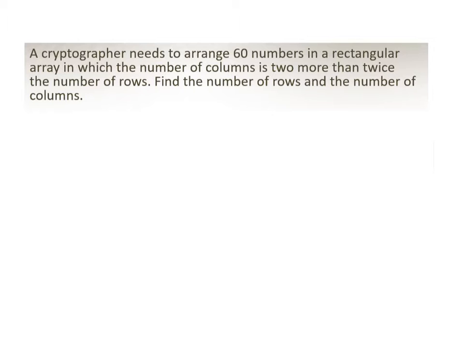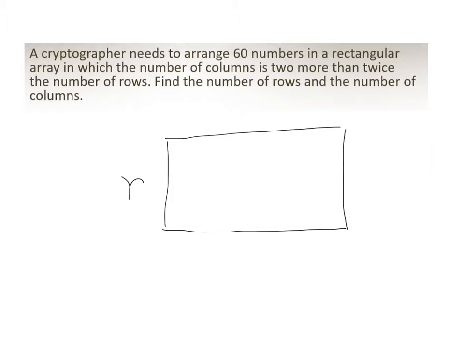So basically, we're going to have a rectangular array, and the number of rows, we don't know how many rows there are, so I'll just call it R. The number of columns is 2 more than twice the number of rows. So 2 more than means 2 more than 2 is 4, 2 more than 6 is 8, 2 more than 10 is 12. So to get 2 more than, we'd have to add 2.